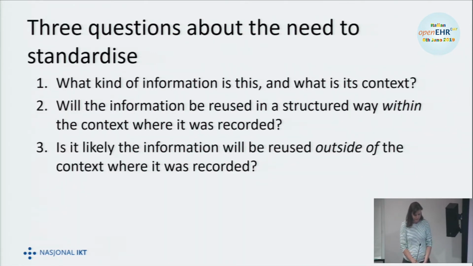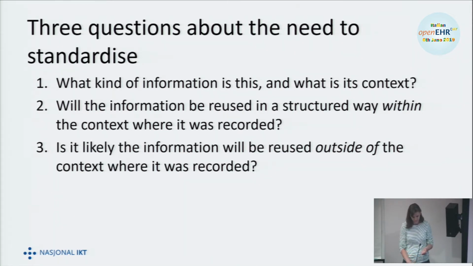So we've formulated 3 questions that we try to ask ourselves whenever we need to decide whether to standardize something or not. The first one is, what is the purpose of the information? What is the concept? Can it be generalized? What is its context? The second one is, will you reuse that information in a structured way at all? And if not, why not use free text? The third one is, will you reuse this information in other places than where it was originally recorded?